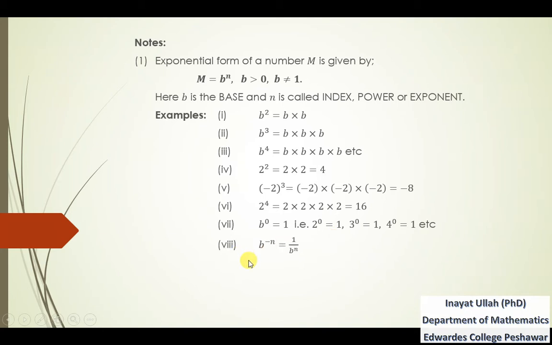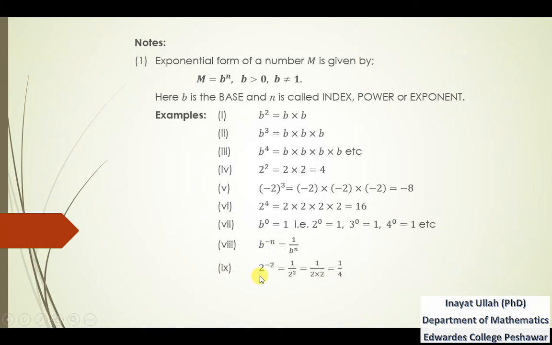And the next one is a negative power, b power minus n. So b power minus n can be written as 1 by b power n. Whenever we shift b power minus n to the denominator, the power becomes positive. Whenever you shift b power plus n to the numerator, it becomes negative. So shifting a number from numerator to denominator or from denominator to numerator changes the sign of the power.